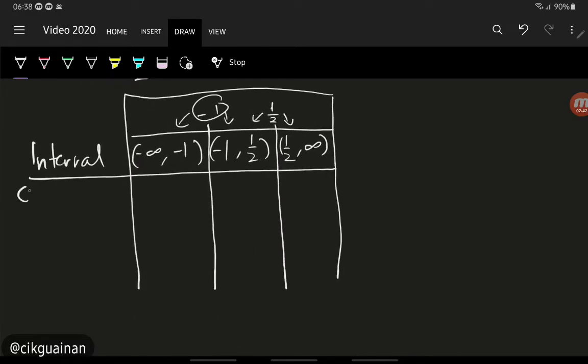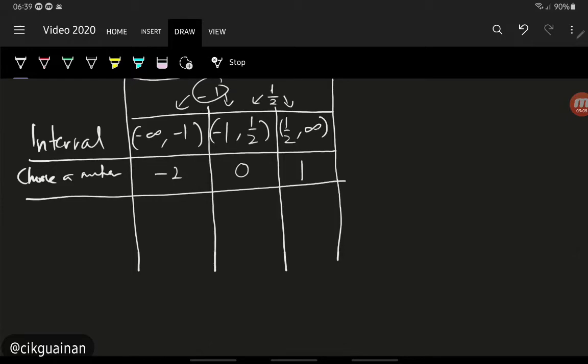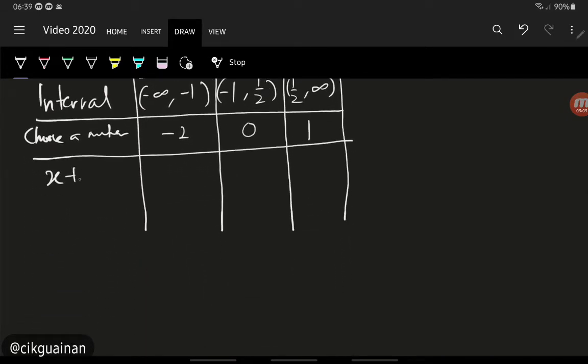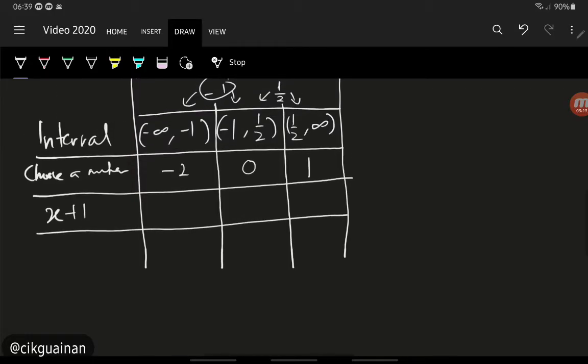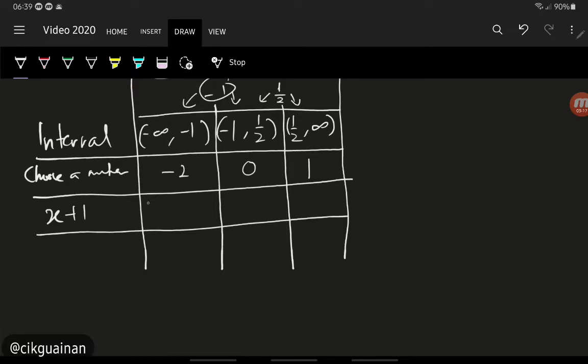Now we choose a number for each interval. For minus infinity to minus 1, minus 2 clearly, or maybe we want to make it small. For minus 1 to half, it is 0 perhaps, and half to infinity is 1. That's better. The next row, we are going to write x plus 1 and calculate the sign for x plus 1 for each interval using the numbers we chose before. Minus 2 plus 1 equals minus 1, so it's a negative number. 0 plus 1 equals 1, a positive number. 1 plus 1 equals 2, a positive number.